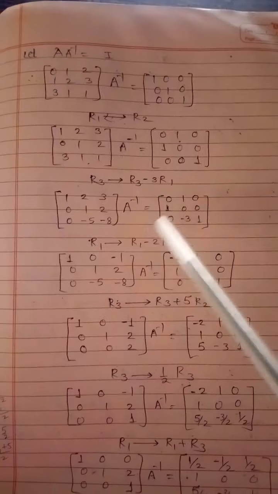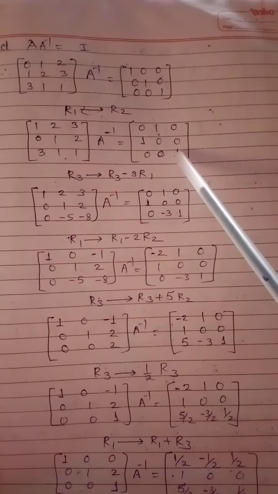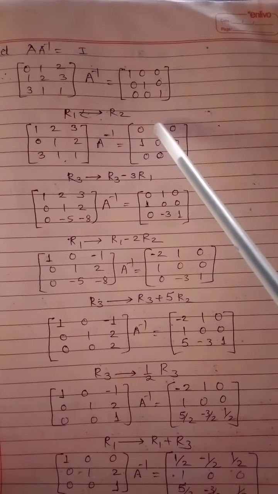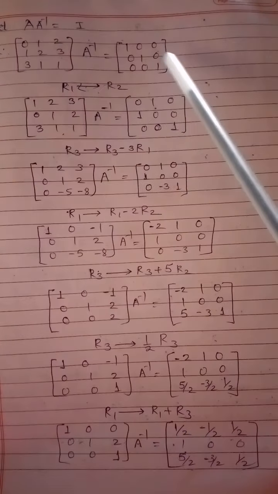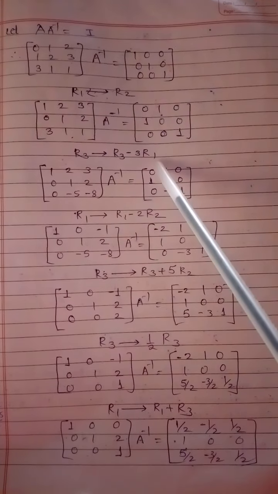Now next one is R3. The same changes we have to make here. So here also we make the changes, that is we write R2 as R1 and R1 as R2. Next we will make a change in R3. So we have to make it as 0 0 1. So R3 minus 3 R1.